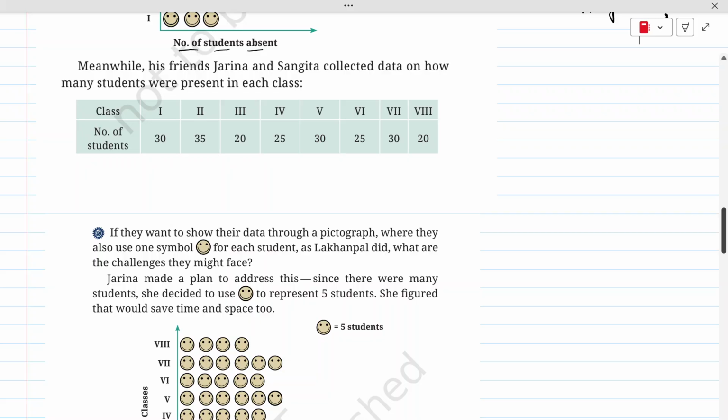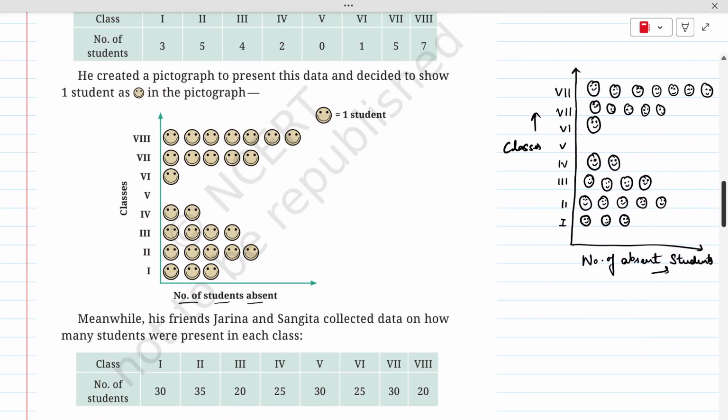All right. So now what they are saying is, see kids, we can easily compare that the number of students who were absent were very less compared to the students who were present. Here, if I just talk about class first, only 3 students were absent but 30 were present. Now, what they are saying is that if we use one smiley to represent one student and we want to plot this data, then what are the problems, what are the challenges we will face?